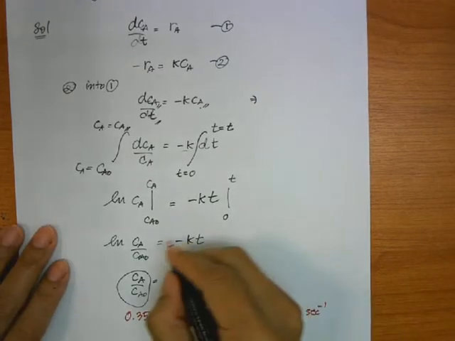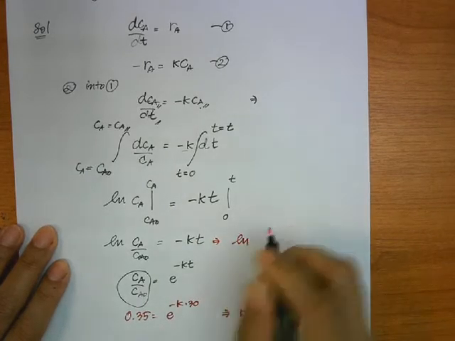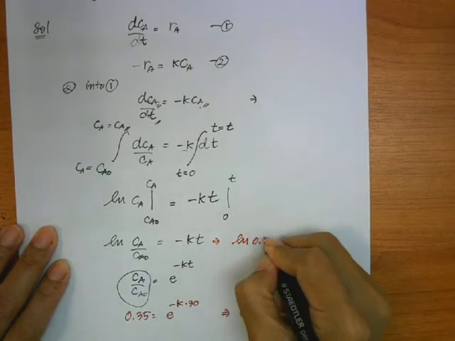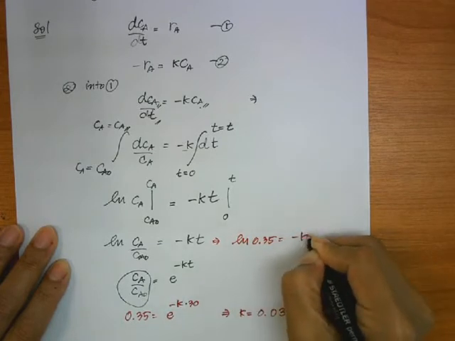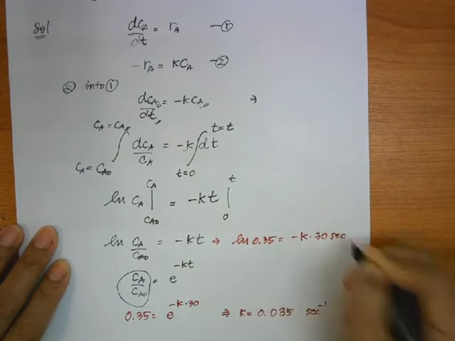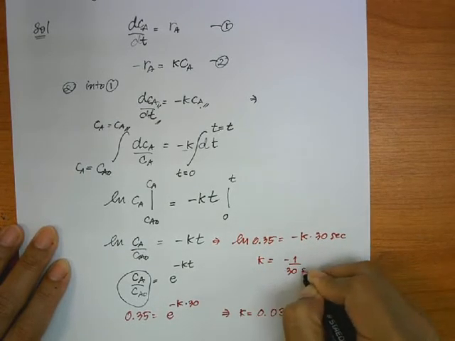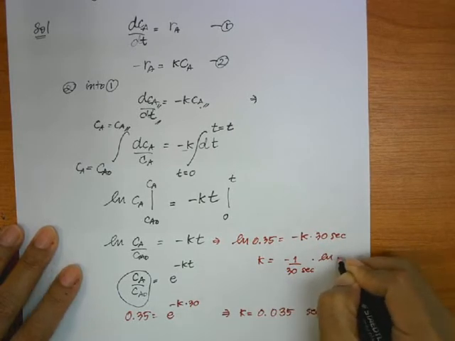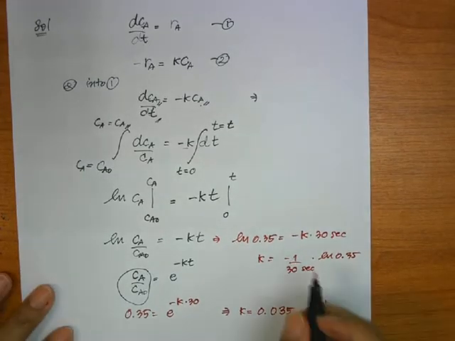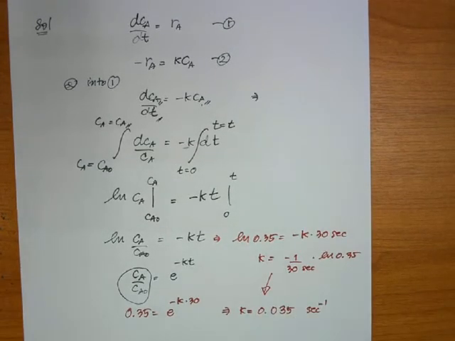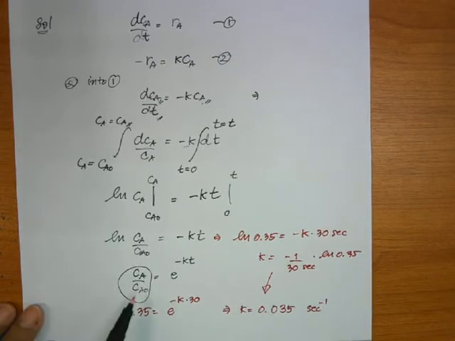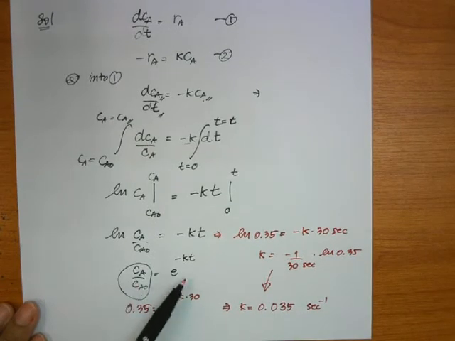Or you can plug into this one. Ln of 0.35 equals minus k times 30 seconds. So k is equal to minus 1 over 30 seconds times ln of 0.35, and then the value of k is that. Now if you find the value of k, can you find the fraction of A when time is equal to 1 minute?